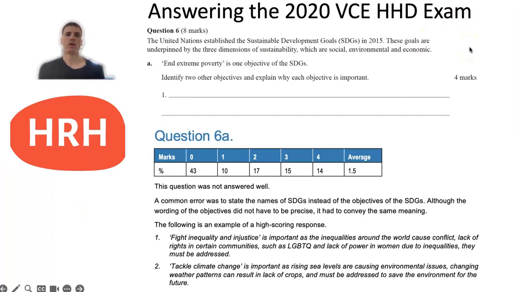So you can see here the 2020 exam question 6 was worth 8 marks, and it started with a bit of stimulus material that mentioned that the UN's SDGs were established in 2015, and they were underpinned by 3 dimensions of sustainability: social, environmental and economic sustainability. Then they went on to say for part A, worth 4 marks, that end extreme poverty was one objective of the SDGs, and they asked you to identify the 2 other objectives and explain why each objective is important.